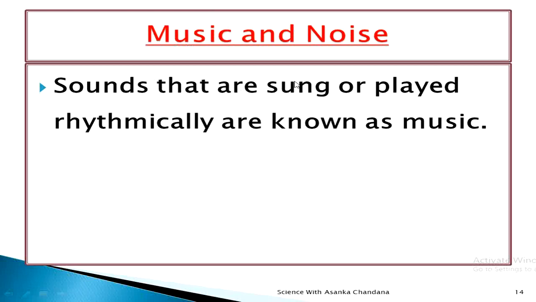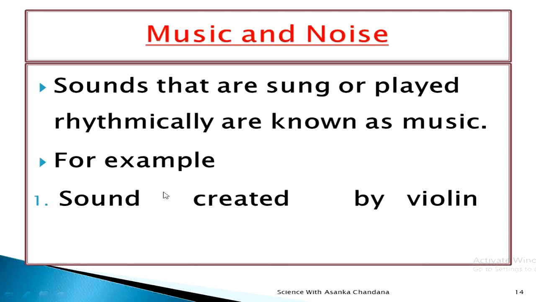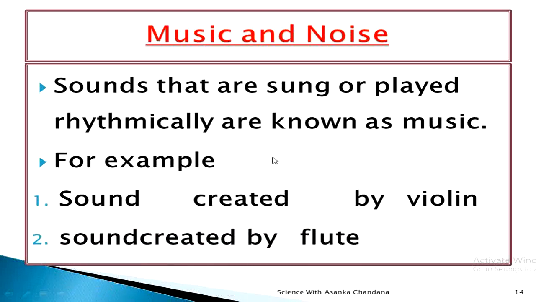Sounds that are sung or played rhythmically are known as music. Examples: sound created by a violin. Sound created by the violin, if it is rhythmic, belongs to music. Sound created by a flute, if it is rhythmic, also belongs to music.